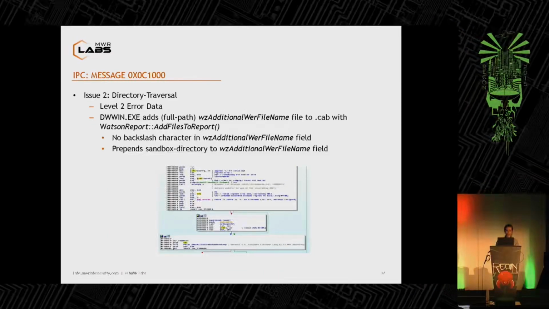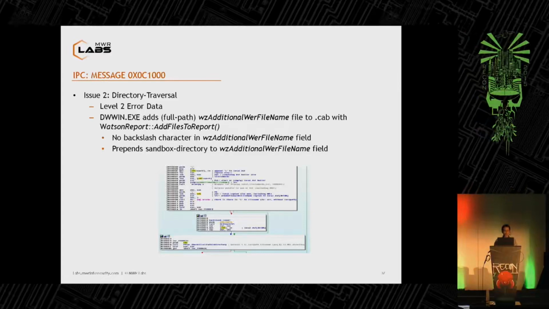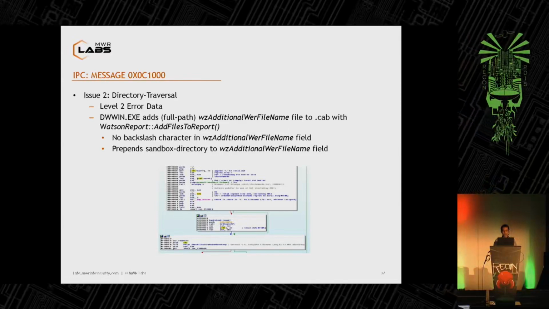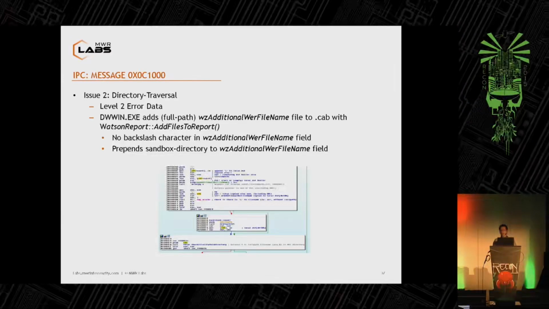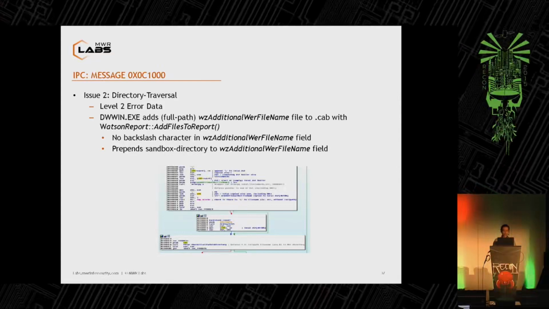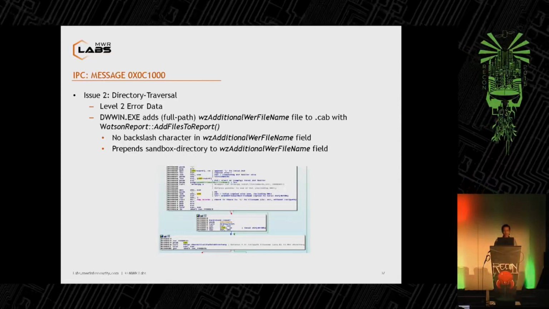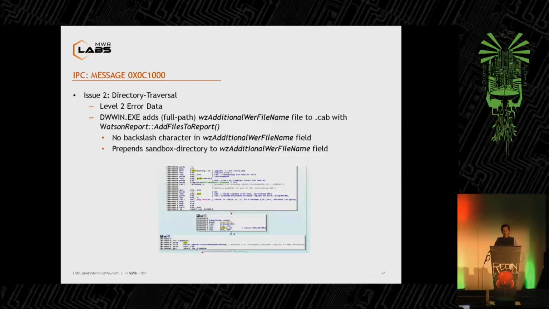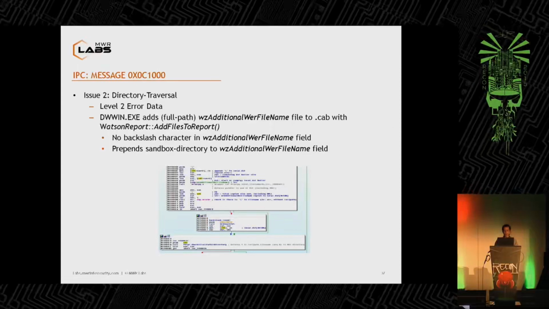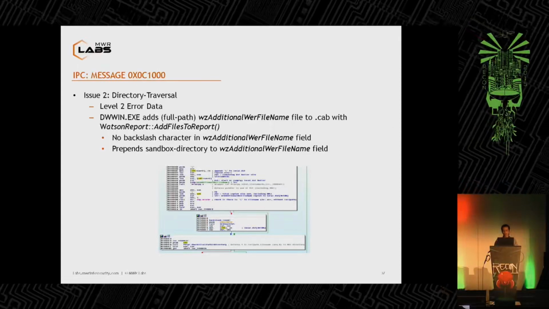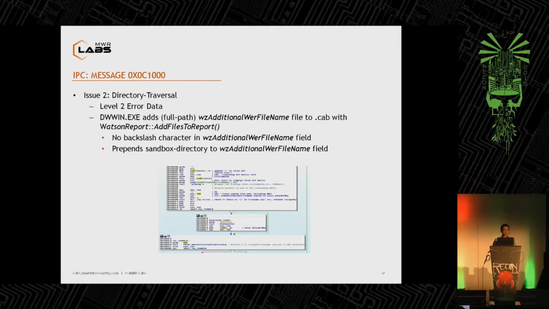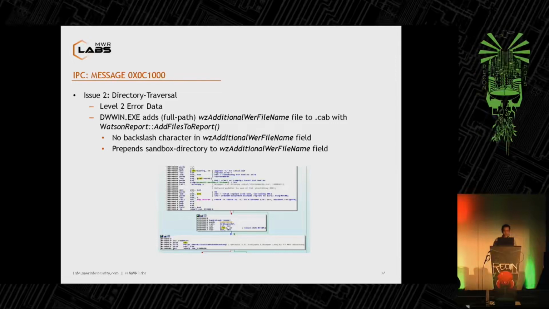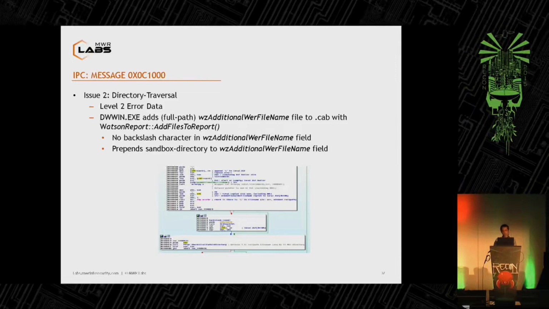The second issue allows the sandbox to trick the broker to traverse out of the sandbox container. As mentioned earlier, with the additional WER file name field, the sandbox can set one of the files in a .cap package for level 2 data. But this field will by right contain only the file name, because the broker will have first checked that there are no / characters before prepending the sandbox directory for its full path name. So the whole purpose of this is to ensure that this file is located in the sandbox container. And the snapshot here shows the broker checking only the / character.